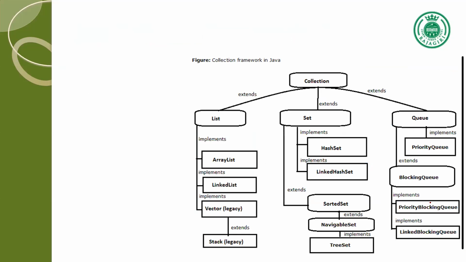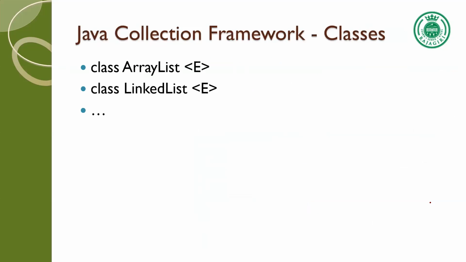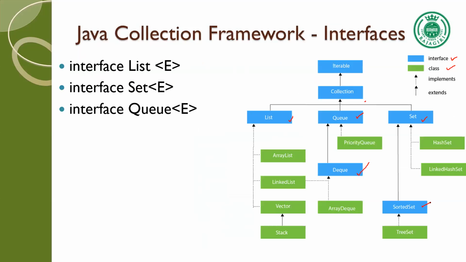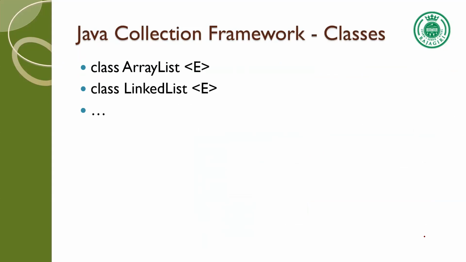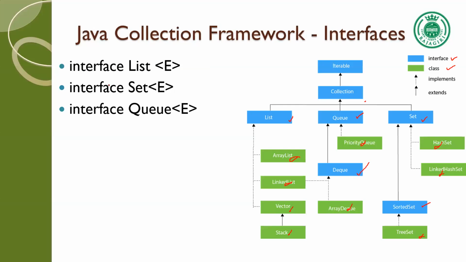Just like interfaces, you will even have a set of classes in your collection framework. For example, ArrayList is a class, LinkedList is a class, Vector is a class, Stack is a class, PriorityQueue is a class, ArrayDeque is a class, HashSet is a class, LinkedHashSet is a class, and TreeSet is a class. So that's why I've written over here, class ArrayList, class LinkedList, and so on.